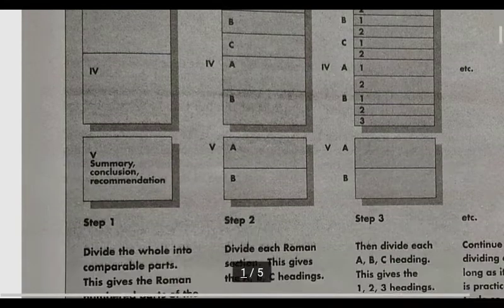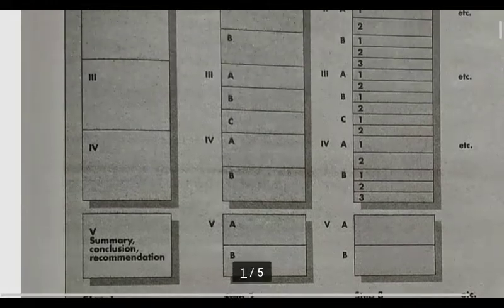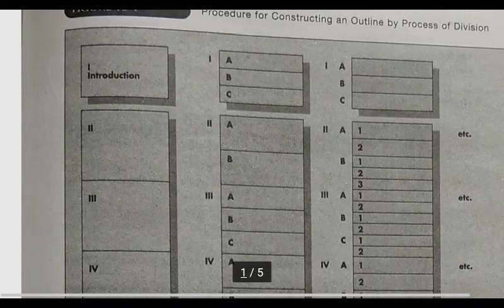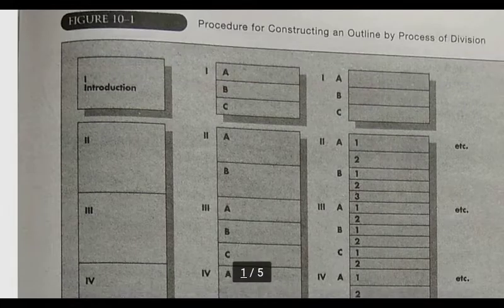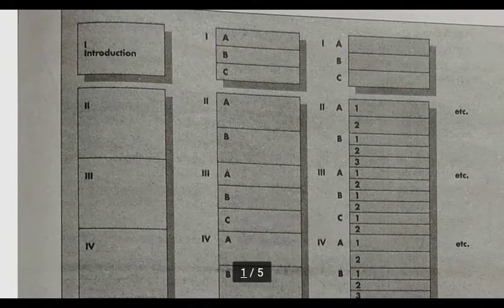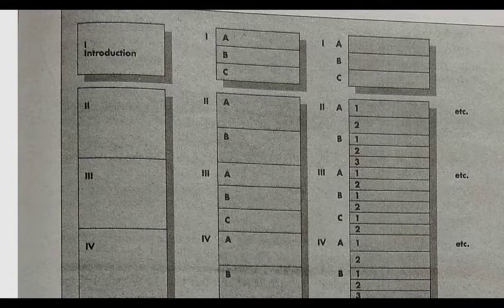So the first thing here is that you have to divide the whole into a number of comparable parts. All these parts have equal weightage. The second step is that, in each main part, if you have second level headings, you have to divide these second level headings. That is, in the first part, the introduction, you have three second level headings.